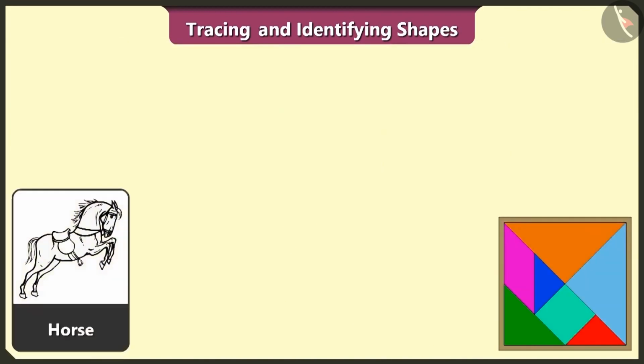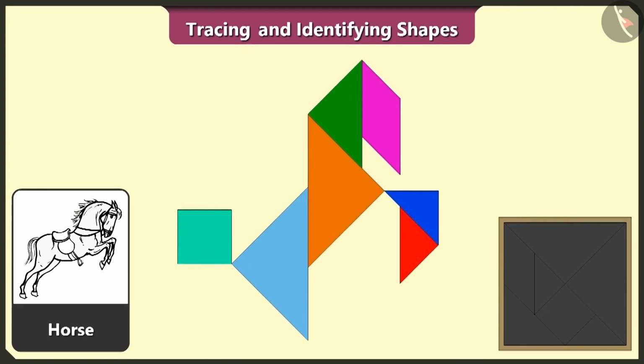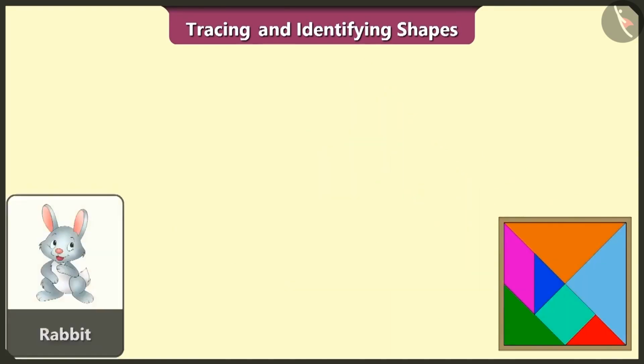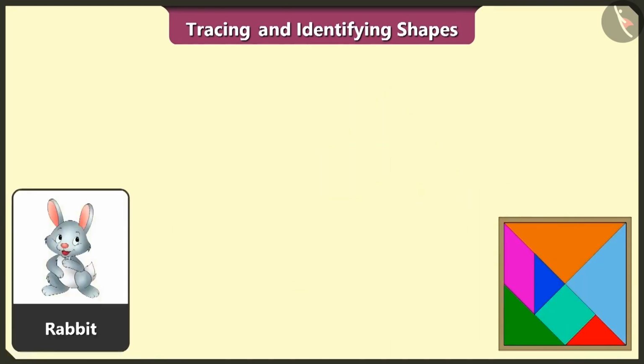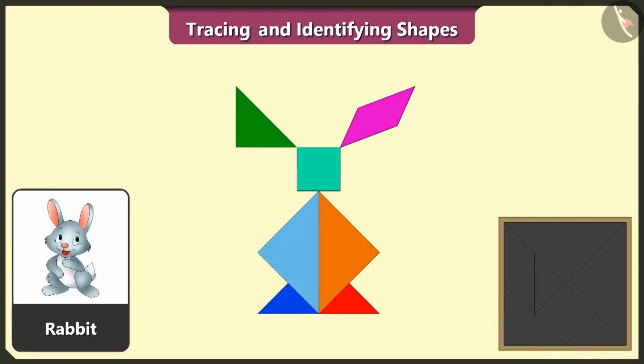Look, this is a horse. Now we will make a horse using 5 triangles, 1 square and 1 quadrilateral. See, the horse is ready. This is a rabbit. Now we will try to create a rabbit using 4 triangles, 1 square and 1 more triangle and 1 quadrilateral. See, rabbit is ready.